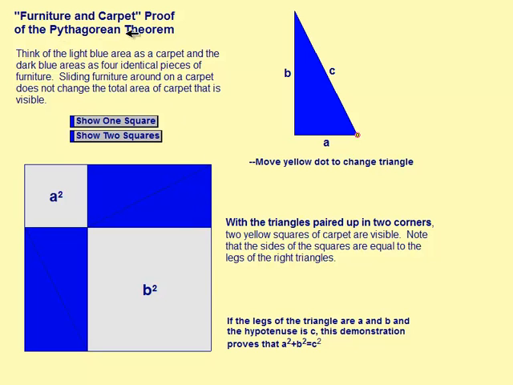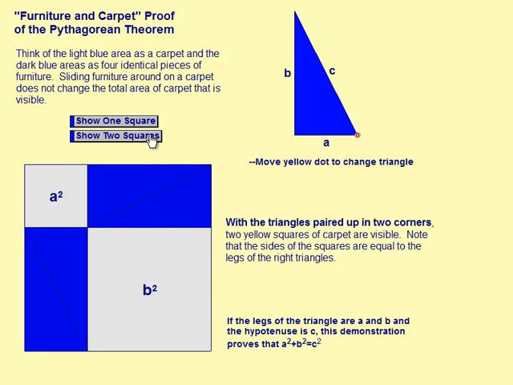Now, I call this the furniture and carpet proof, because if you realize if you have a bunch of sofas and chairs and so forth, and you just shift them around, you're not going to change the total area of carpet that shows through. You're just going to rearrange where the carpet's available. So if you want to create a dance floor, you might want to shove all the furniture to the back of the room, but it's going to be the same total area to start with.